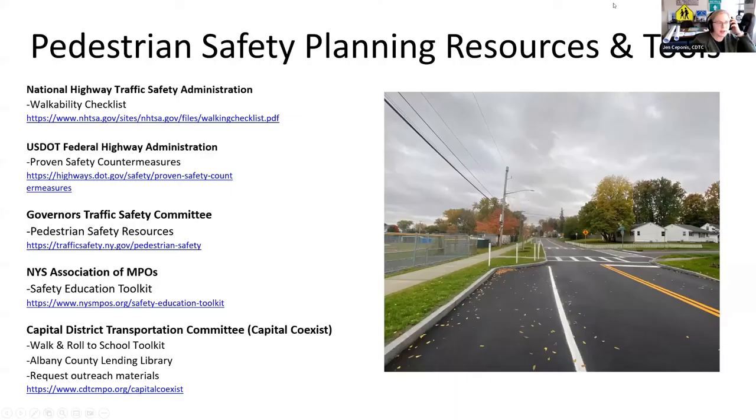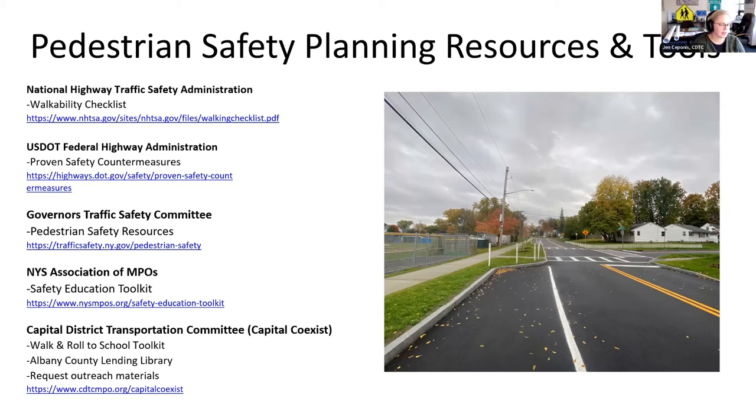Okay, so getting back into the last few slides to wrap this up. Some pedestrian safety planning resources and tools available. Of course, if you go to the National Highway Traffic Safety Administration, NHTSA's website, there's lots of great information there. There's a walkability checklist that your community can use to identify problems in your community. Also, Federal Highway Administration has a lot of resources, particularly, we would like to point out the proven safety countermeasures on their website, and those are categorized by mode or type.